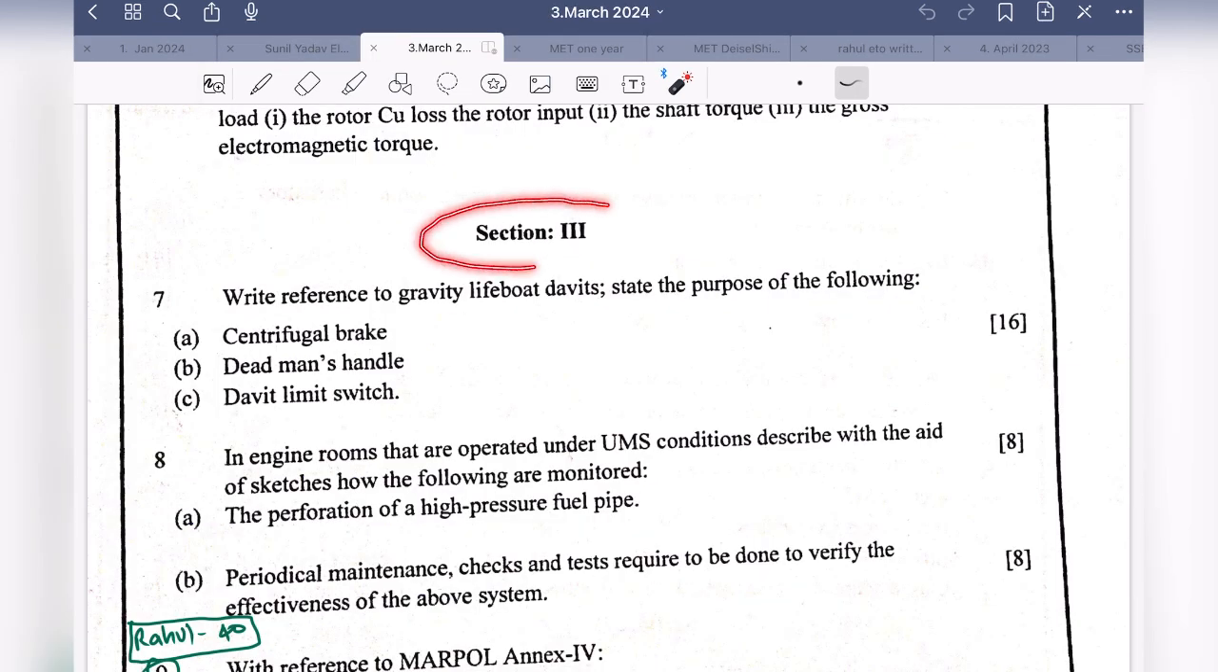Let's move on to the last section, section 3, question number 7. With reference to gravity lifeboat davit, state the purpose of the following. Option A, centrifugal brake. Question 2, dead man's handle. Question 3, davit limit switch.